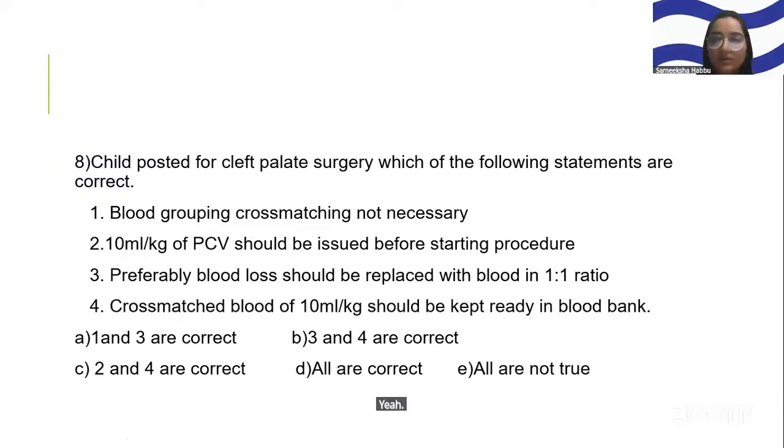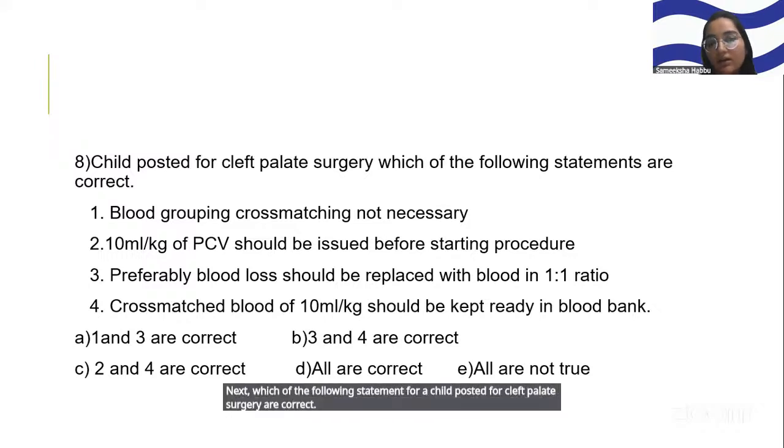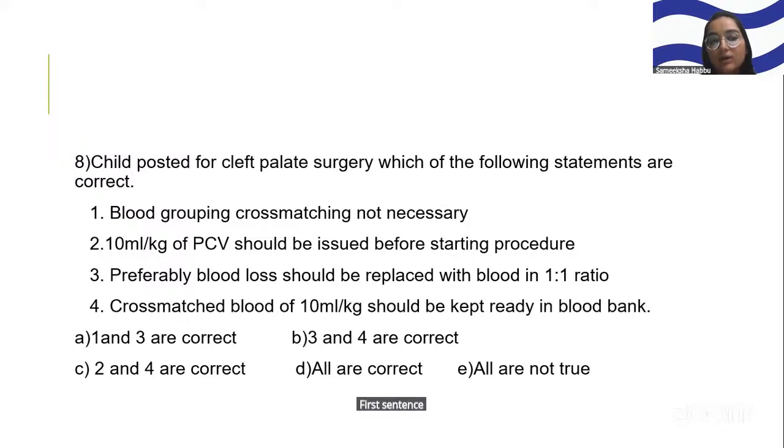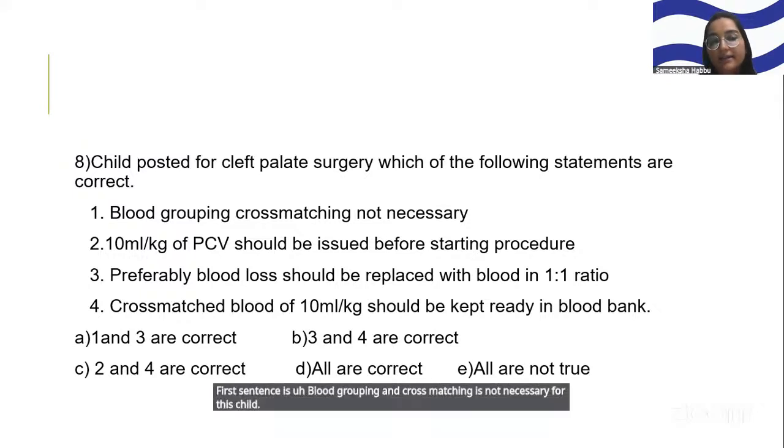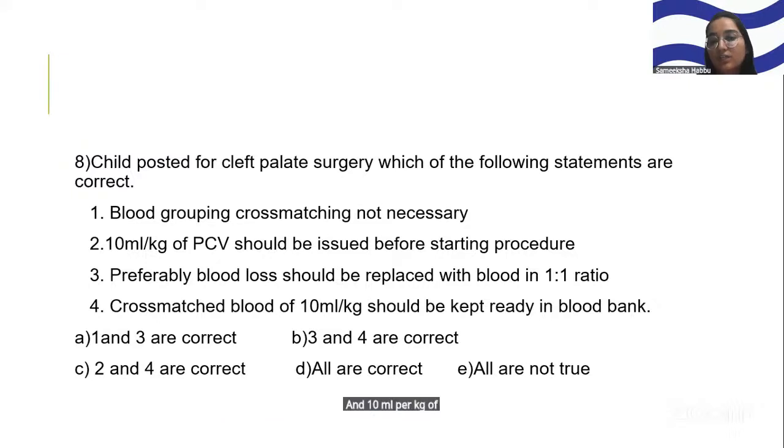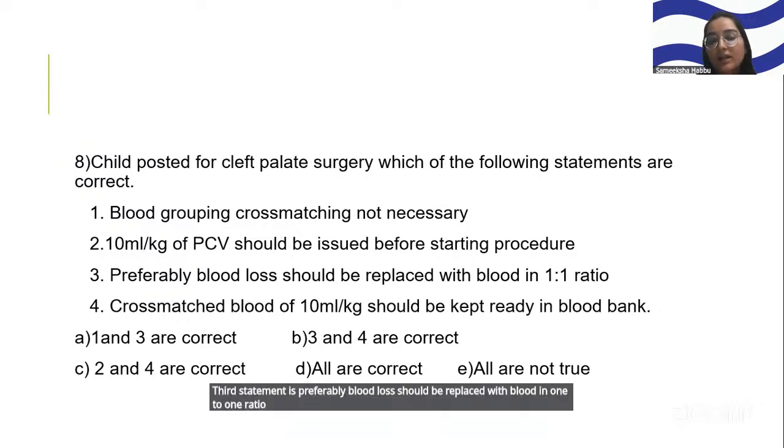Next, which of the following statements for a child posted for cleft palate surgery are correct? First statement: blood grouping and cross matching is not necessary for this child, and 10 ml per kg of PCV should be issued before starting the procedure. Third statement: preferably blood loss should be replaced with blood in a 1:1 ratio. Fourth statement: cross matched blood of 10 ml per kg should be kept ready in the blood bank.